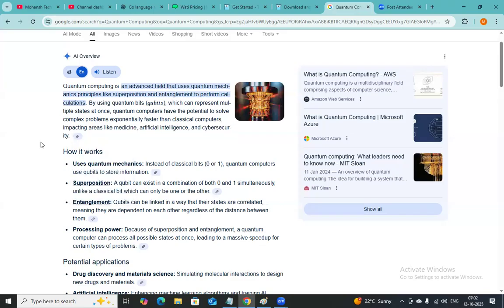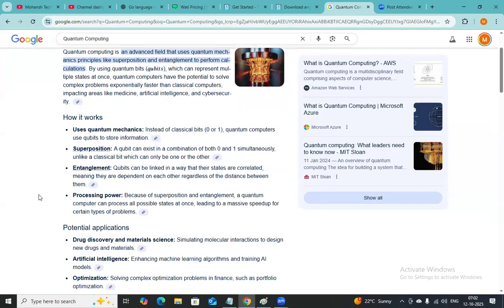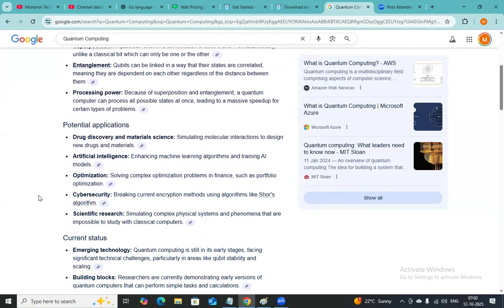In medicine, artificial intelligence, and cybersecurity, it is going to create huge demand. So: the uses of quantum computing, mechanics such as superposition and entanglement, and processing power. There are different potential applications in the future: drug discovery and medicine, artificial intelligence, optimization, cybersecurity, and scientific research, as well as simulation of complex physical systems and phenomena that are impossible to study with classical computers.